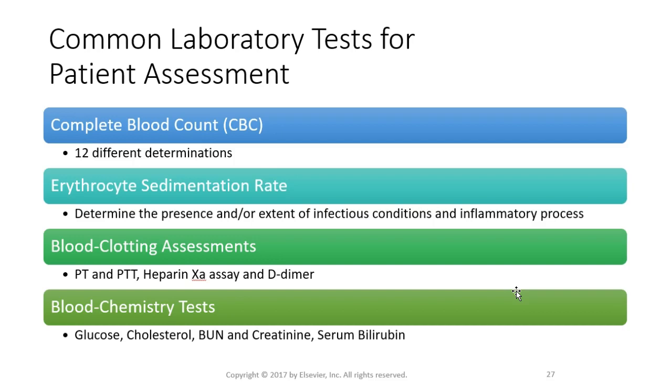There's blood clotting assessments, which is your PT and PTT. So your heparin, anti-Xa and your D-dimer. You'll hear those. We'll always ask before we do a biopsy, what's the PT and PTT and the D-dimer if needed. And then your blood chemistry test. So you have your glucose, cholesterol, BUN, creatinine, and serum bilirubin.